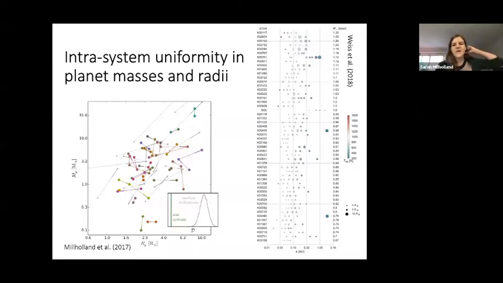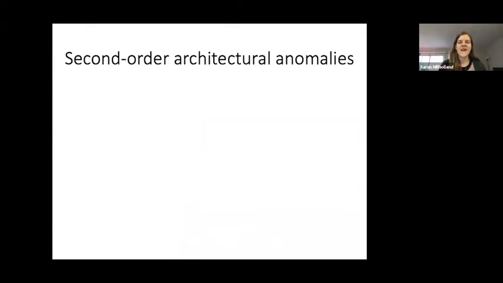So far, it looks like everything's kind of straightforward, like these systems appear really structured in both their orbital and physical properties. But it's not quite that simple. If we take a closer look, we can contrast some of this first order structure in their orbits and physical properties with some second order, what I'm calling architectural anomalies. And I don't really like that phrase, but I couldn't think of a better way to say it.